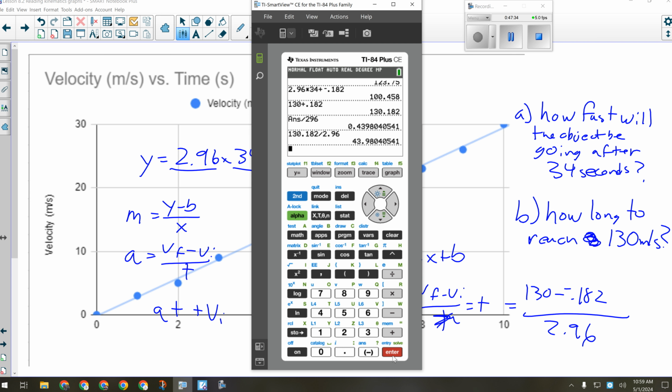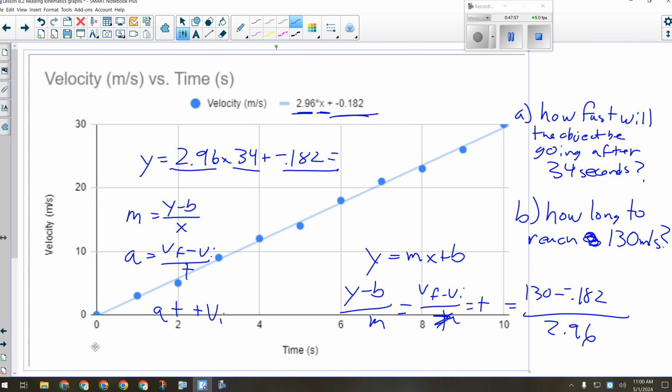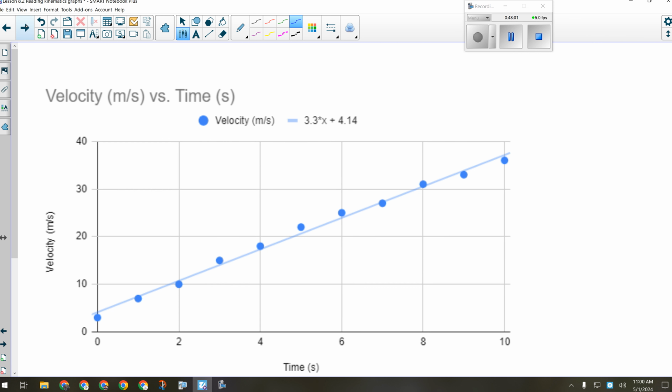Did I do anything different than what we learned how to do on the position time graphs? This is one of those analytical skills. You can apply it to any graph. If you can use y equals mx plus b, you can use it on any linear graph. That's all we did to do that. Questions on what we did there?